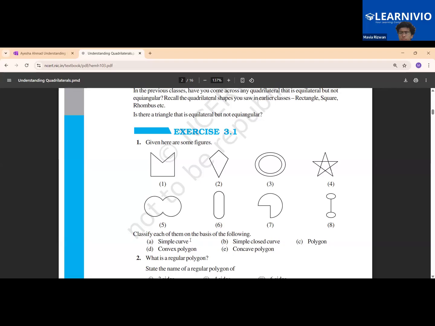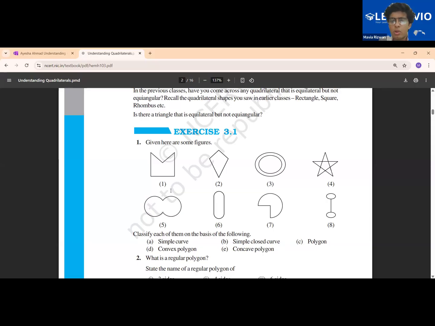The first, second, and fifth, sixth, yes. Seventh also is a simple curve, yes. Sir, seventh and even third. Only 4 and 8 are not simple curves. Tell me what are simple closed curves. First, second, correct. Fourth, correct. Third is not closed. Fifth is not closed. Sixth, seventh, and finish that much.